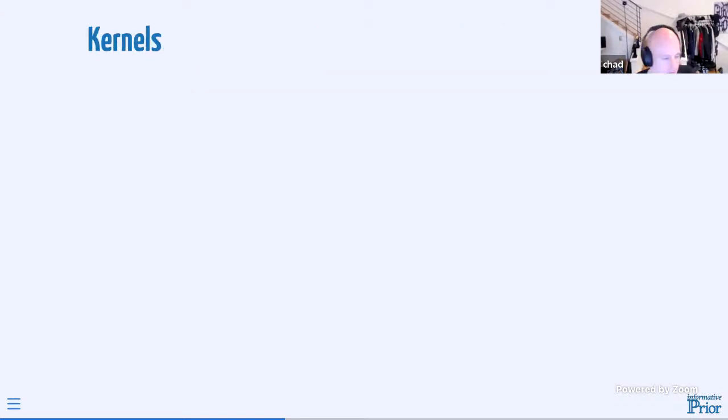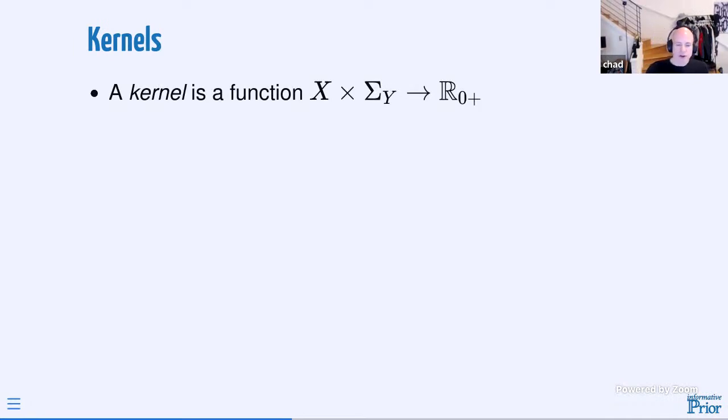Okay. A lot of what we do is in terms of kernels. So we should talk a little bit about kernels. A kernel is a function from a pair of an X and a set of sets, and it gives you a non-negative value. There are some additional constraints on this. It has some measurability constraints. If you fix either one of these, then the result either has to be a measure or a measurable function.